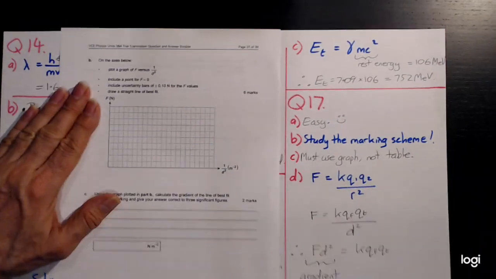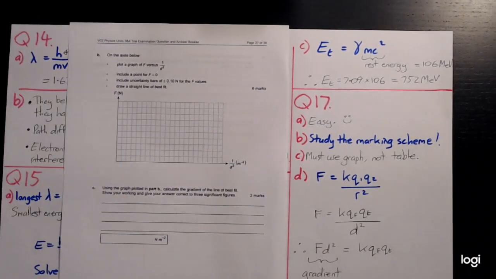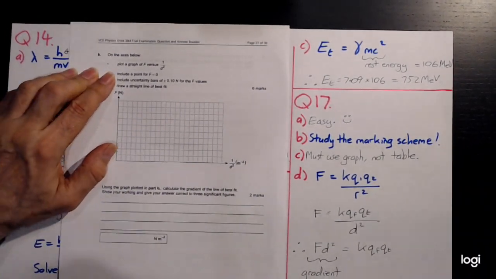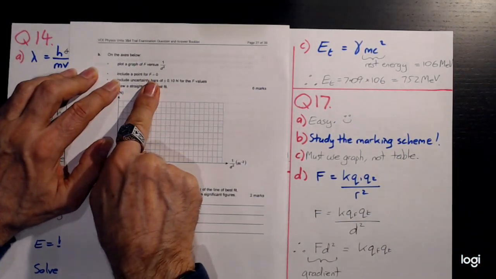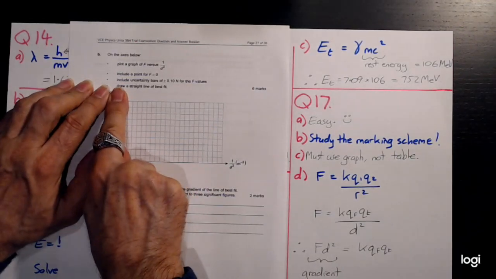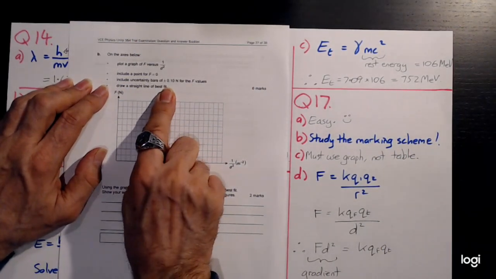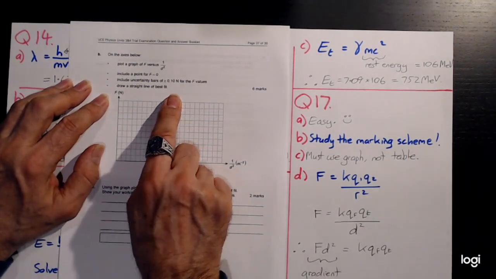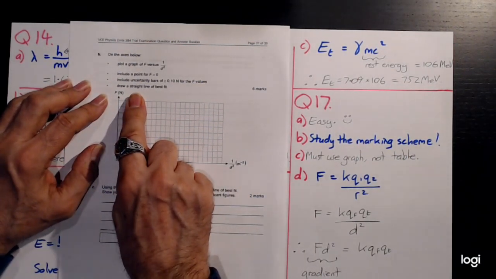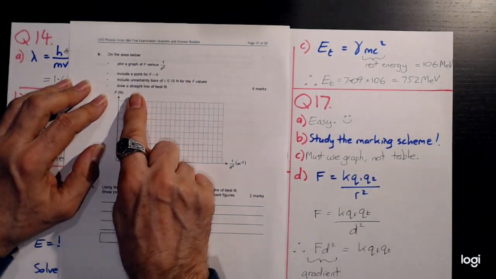Part B, on the axes below, plot a graph of f versus 1 on d squared. Include a point for f equals 0. Include the uncertainty bars of plus or minus 0.1 newtons for the f values, and draw a straight line of best fit. Even if you want to do a curve, it says draw a straight line. So again, you're a slave to the question.